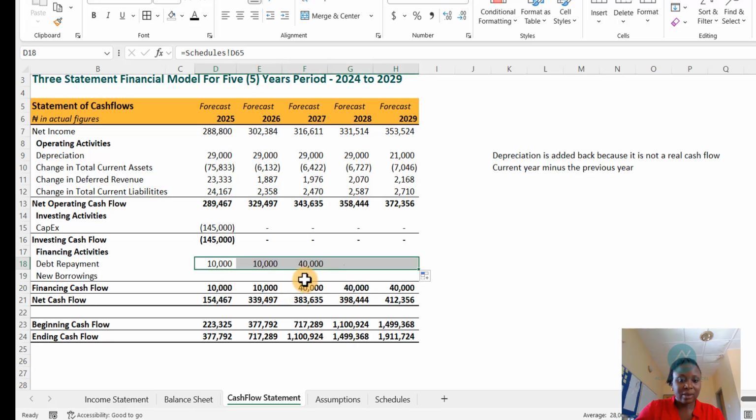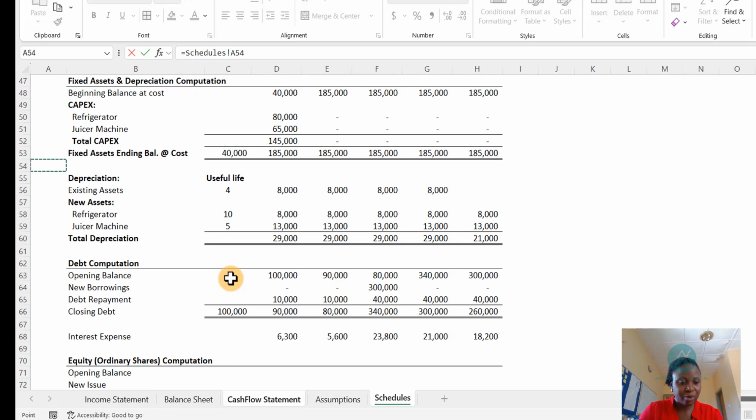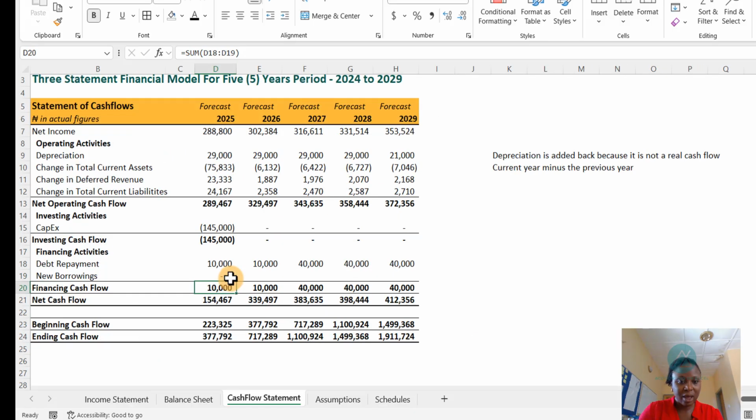Copy to the right, and that's it. Then new borrowings. Do we have new borrowings? Yes, we do. So we do have new borrowings. So let's pick the new borrowings from column D, and we'll copy to the right.